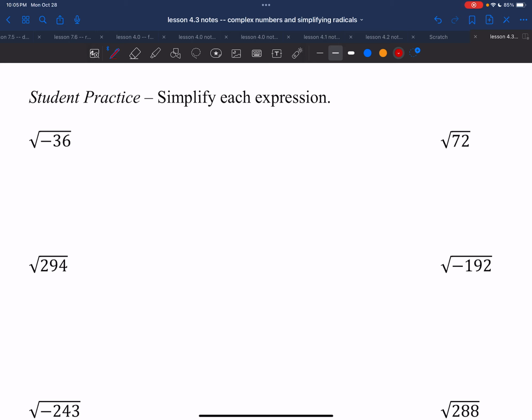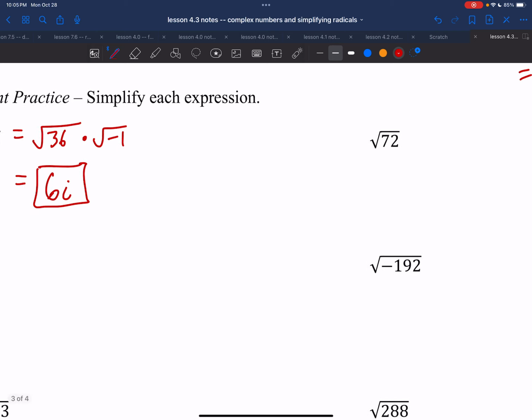Square root of negative 36. I said, well, that's just the square root of 36 times the square root of negative 1. The square root of 36 is 6, and the square root of negative 1 is what we call i. So the square root of negative 36 is 6i, and we are done. Hooray! We move on to square root of 72.